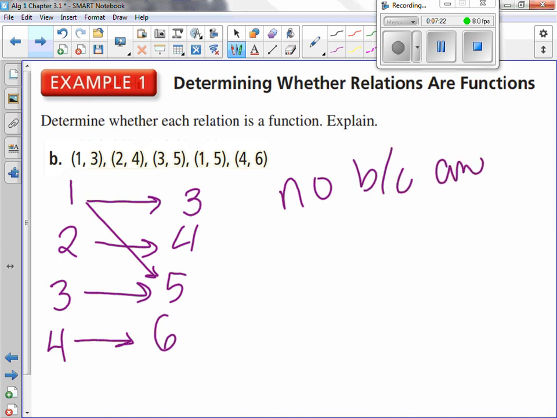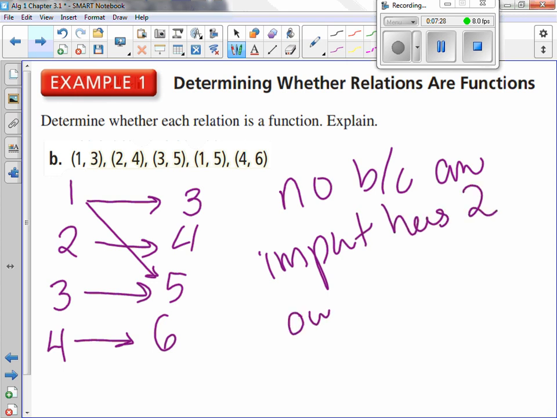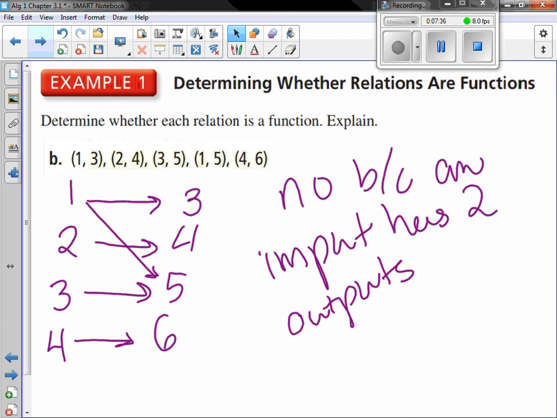Because an input has two outputs. Because I cannot have an input value, an x value, going to two different y values. It just doesn't work. When an input value has two different output values, when an x value has two different y values connected to it, it is not a function. It is not a function. Questions on this here?